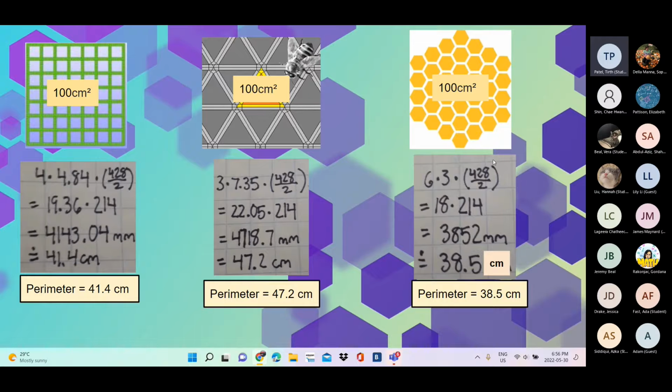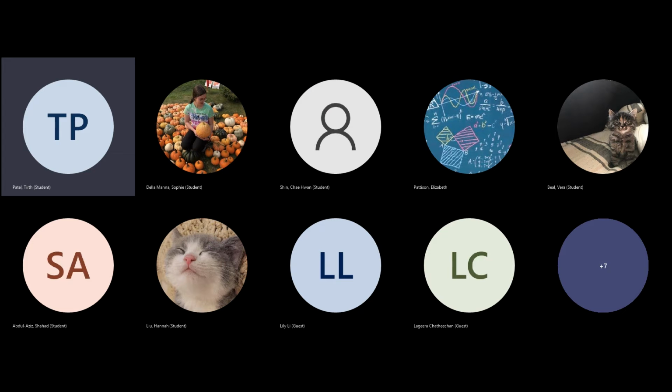We did the same with the other two tessellations as well. What we get is that the perimeter of the square tessellation is 41.4 centimeters, and the perimeter of the hexagonal tessellation is 38.5 centimeters.